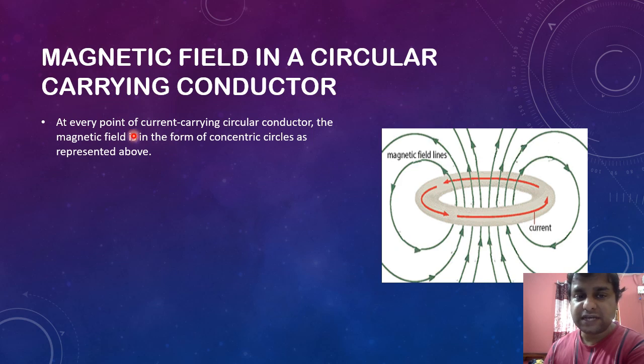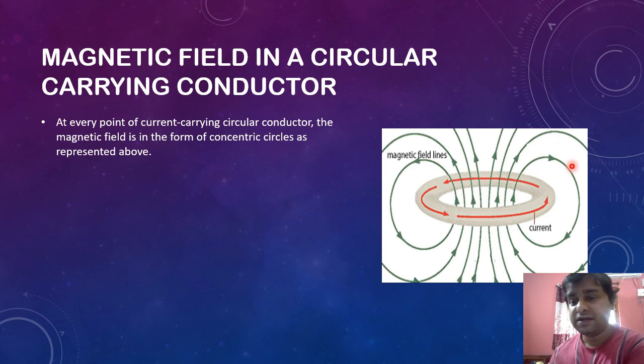So what it says is, at every point of the circular current carrying conductor, the magnetic field is in the form of concentric circles as represented here. So concentric circles where one circle is inside another circle, and the other circle is also inside another circle. So we have concentric circles forming, representing the magnetic field lines. And notice how they are moving in clockwise direction and reverse in this fashion.